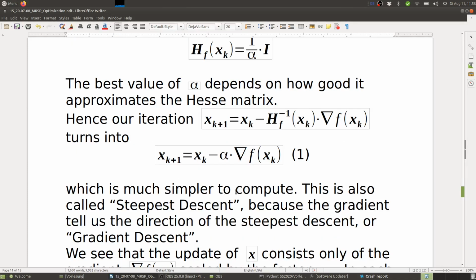Yeah, so this is much simpler to compute. This is also called the steepest descent because the gradient tells us the direction of steepest descent, or gradient descent because this goes in the direction of the gradient. And because it's so simple, it's quite widely used. And often it actually works quite fine, if this assumption of our Hessian matrix is true, at least to some degree.